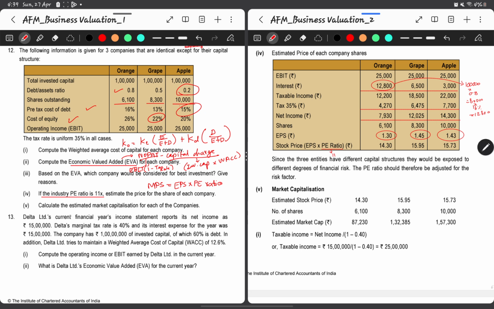The fifth requirement is to calculate the estimated market capitalization for each of the companies. Now market capitalization we can easily calculate, because we know the MPS, the market price. Just multiplying it with the shares outstanding will give us the total market capital. So 14.3 multiplied by the number of shares, for orange, is 87,230, and in case of grape it is 1,32,385. In case of apple it is 1,57,300.